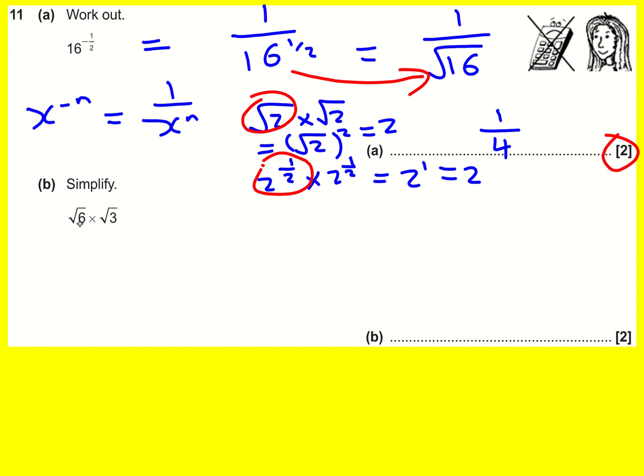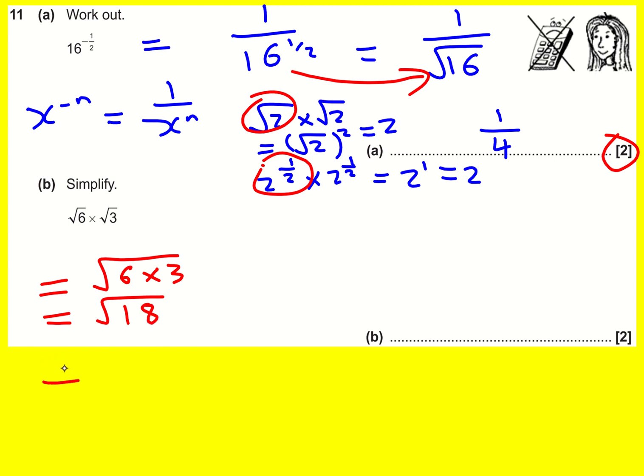Simplify these. These are surds. Okay, first thing I'm going to do actually is bring them together. So I can write this as root 6 times 3, like this, all within the roots. And then that becomes root 18. And I think I've actually now turned it into a more familiar question for simplifying.